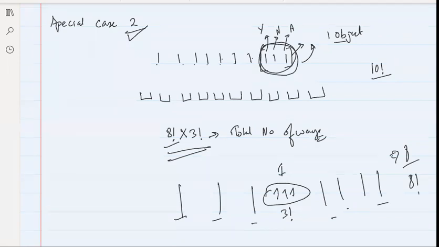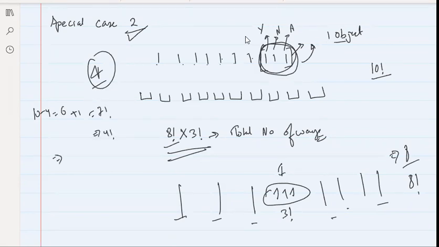See, if it is 4 people, just think about it. The remaining people will be 10 minus 4, which is 6, plus these 4 people form one group, so 7 objects, 7 factorial. Now 4 people can arrange themselves in 4 factorial ways. So it will be 7 factorial into 4 factorial if we have 4 people sitting together.